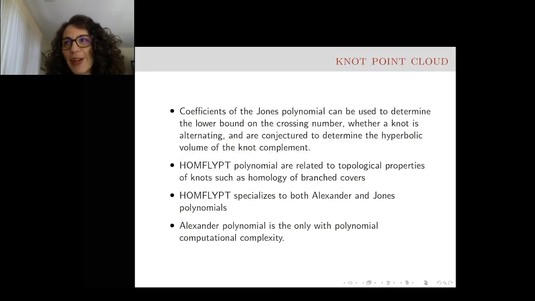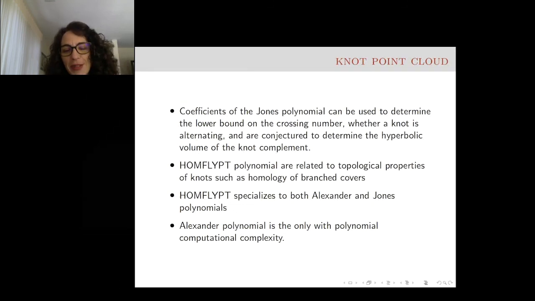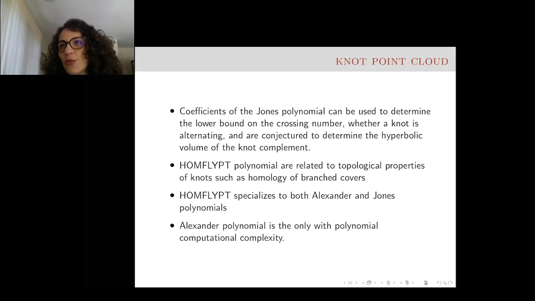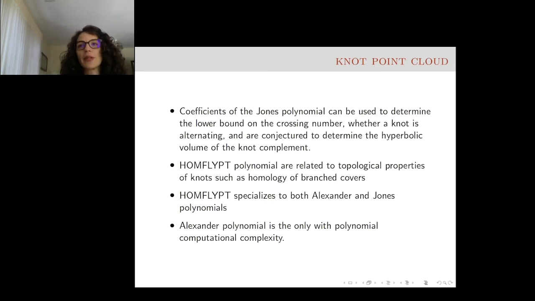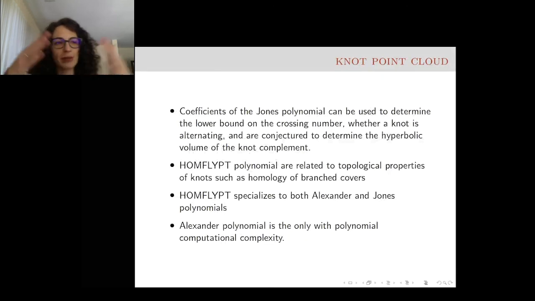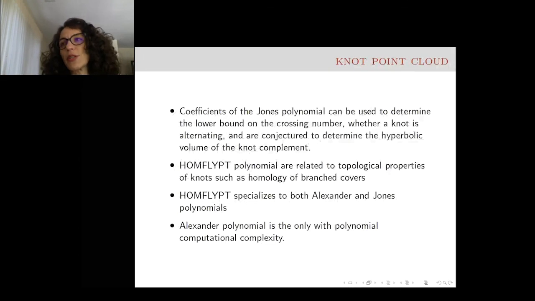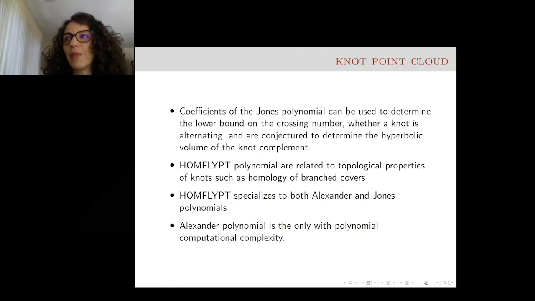In order to justify our choice, I've posted some of the statements, and there's many more that can be made. Coefficients of the Jones polynomial do carry information about knots. They can be used to determine the lower bound of the crossing number for alternating knots. The span of the Jones polynomial determines the crossing number. The outermost coefficients can provide obstruction to being alternating. And of course, there's the volume conjecture, which relates the coefficients of the Jones polynomial with the hyperbolic volume of the knot complement.